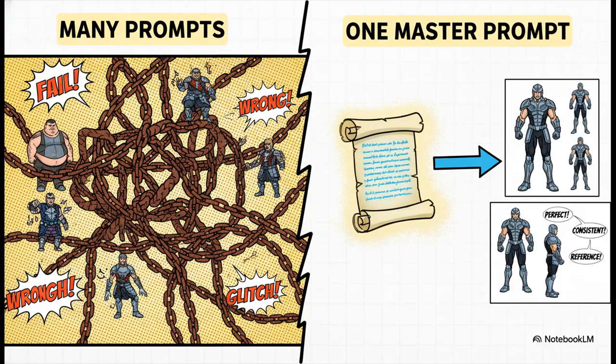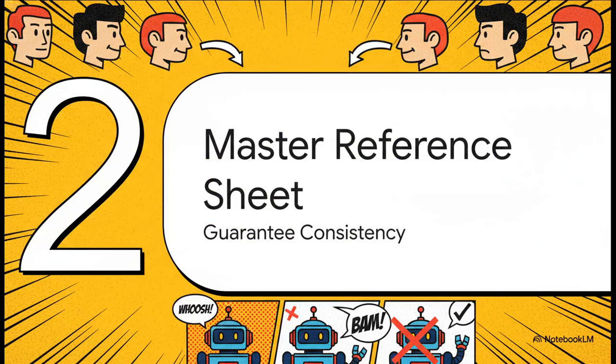And this, right here, this is the big secret. The solution isn't fighting with a million different prompts. It's about creating one single foundational master prompt. That one prompt generates your character's definitive reference sheet, and that sheet becomes your anchor, your single source of truth for everything else. So let's talk about building this master reference sheet.